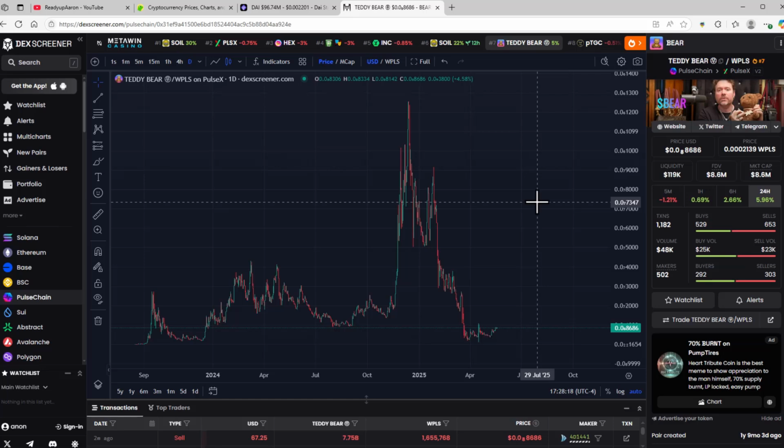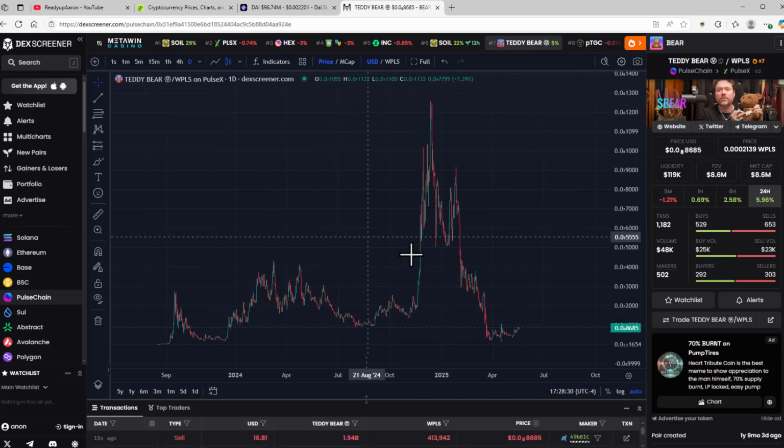So we'll see how things go, but so far what I'm looking at is we have a diagonally up move on Teddy Bear right here. Now this is the long-term chart here, kind of zoomed all the way out, but I can kind of see that already, right? I see an inching up there.